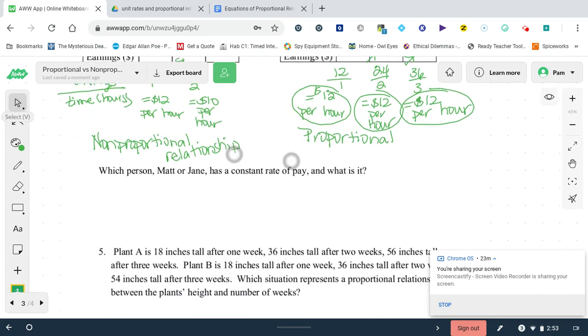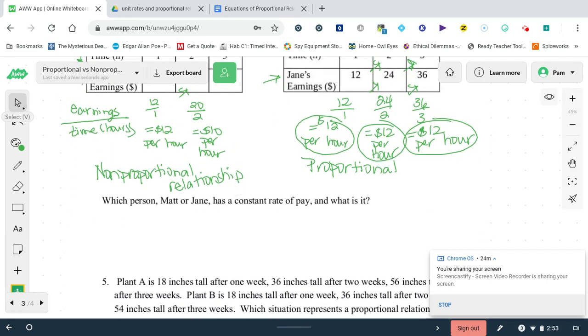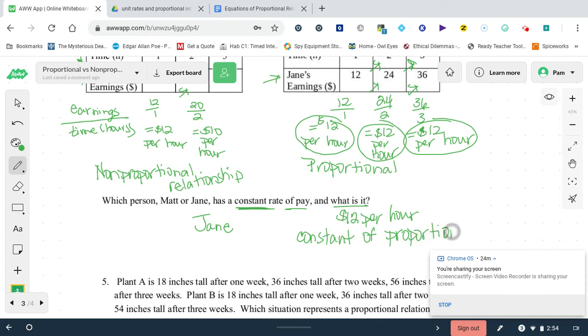Just that easy. All right, it says, which person, Matt or Jane, has a constant rate of pay? We've already established who has the constant rate of pay, and that was Jane. What was her constant rate of pay? Well, her constant rate of pay is $12 per hour. That constant rate of pay is also known as the constant of proportionality. Sometimes you'll hear me say COP, C-O-P, because I'm being lazy. All right.